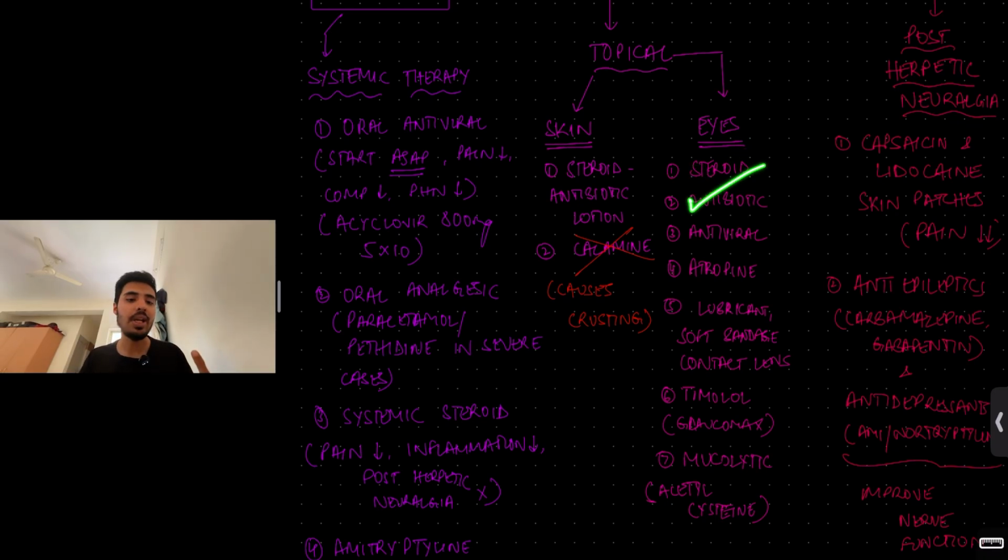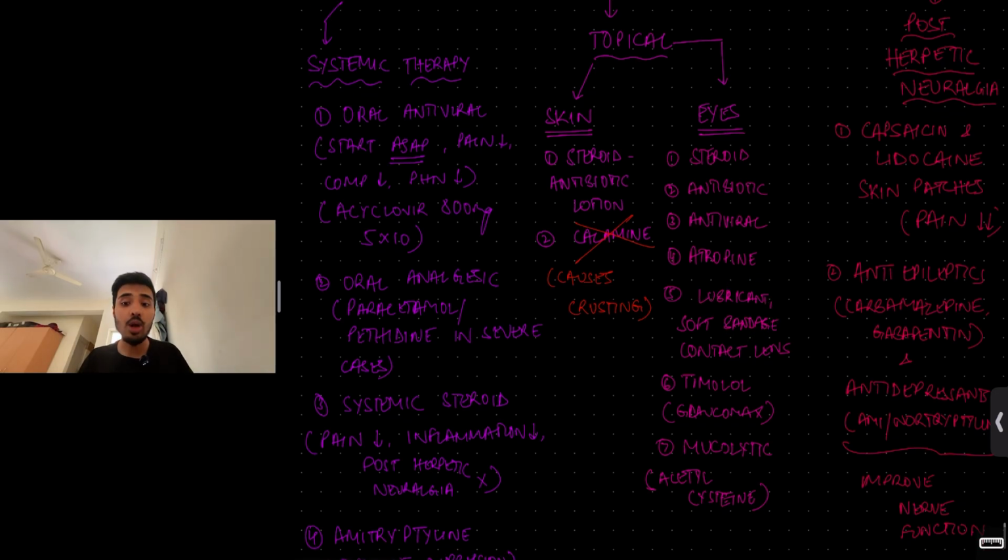Topical antibiotic to prevent any secondary bacterial infection. Topical antiviral for the herpes, for the varicella zoster virus. Topical atropine to reduce pain. Topical lubricants, soft bandage contact lens. Then topical timolol, beta blocker to prevent glaucoma. Then topical mucolytics like acetylcysteine for breaking the mucus plaque in chronic mucus plaque keratitis, etc.